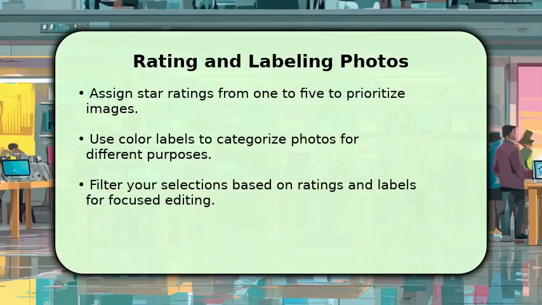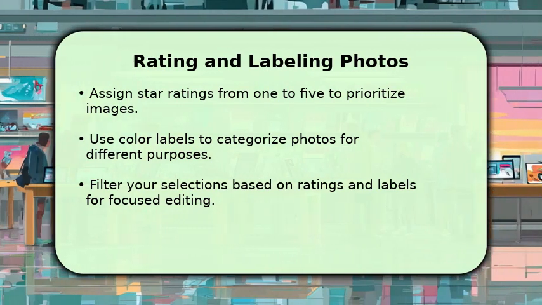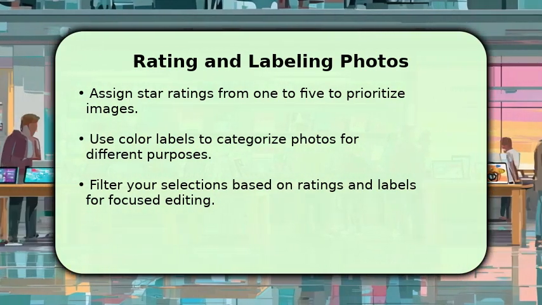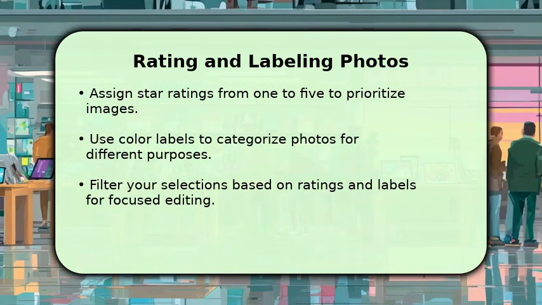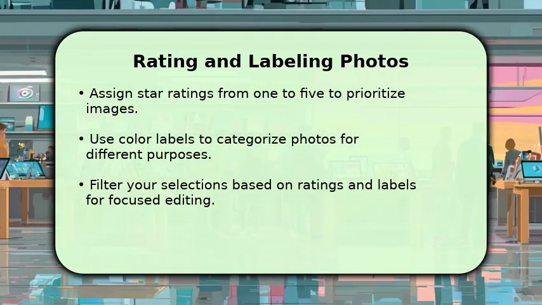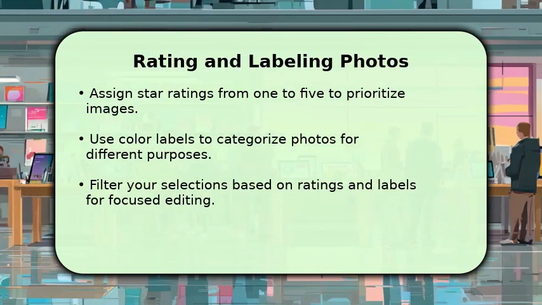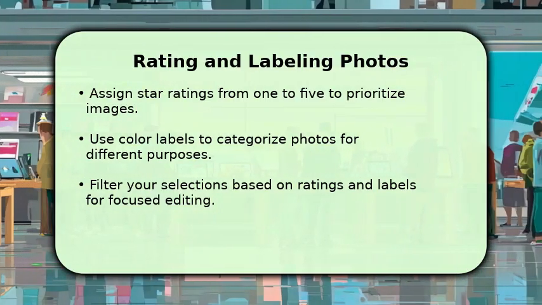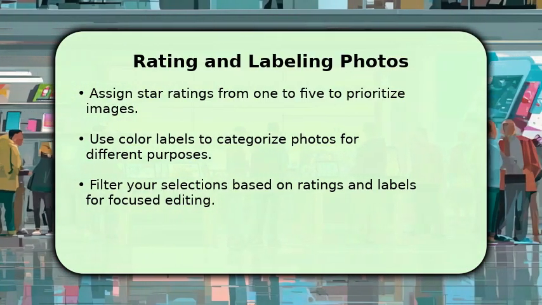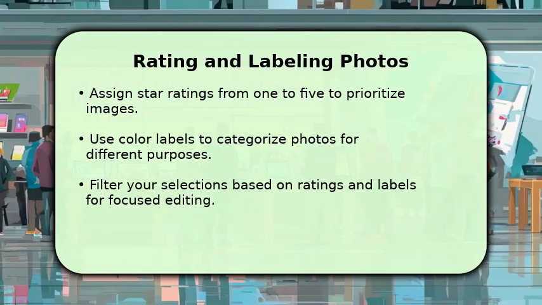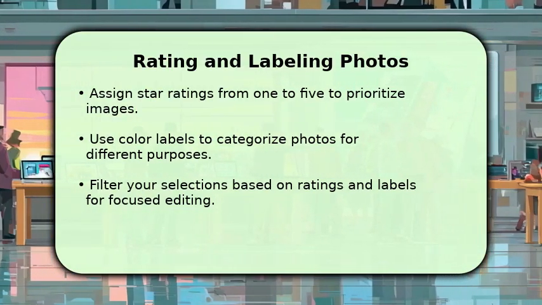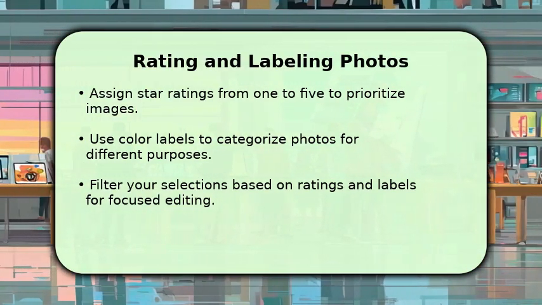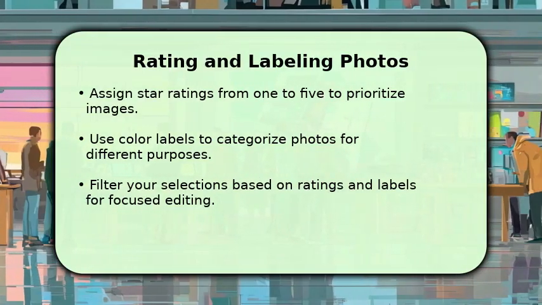Once you have a preliminary selection, it's time to refine it using ratings and labels. Assign star ratings from 1 to 5 by pressing the corresponding number key, with 5 stars indicating your top choices. Additionally, use color labels, like red for reject or green for keep, to categorize images visually. These tools allow you to quickly filter your collection, focusing on the best shots and streamlining your workflow significantly.